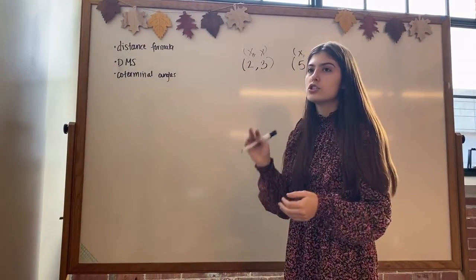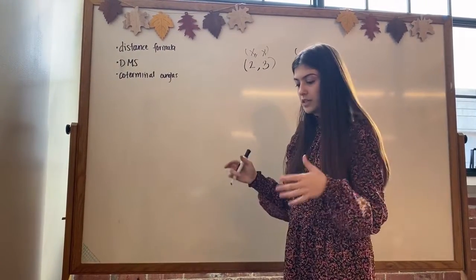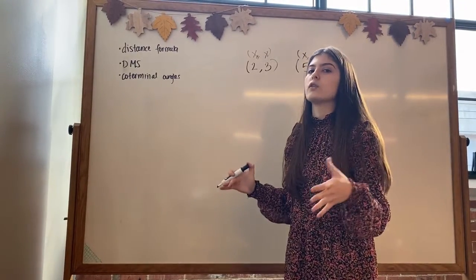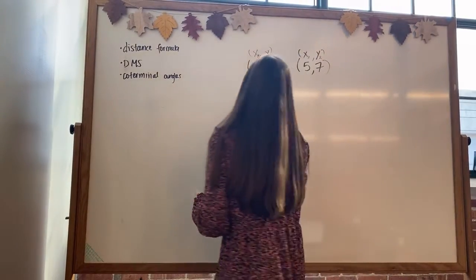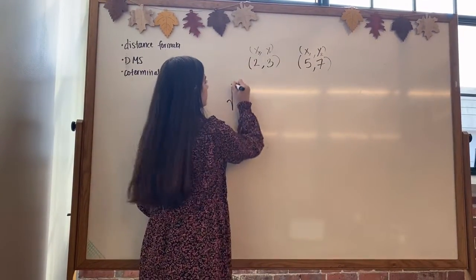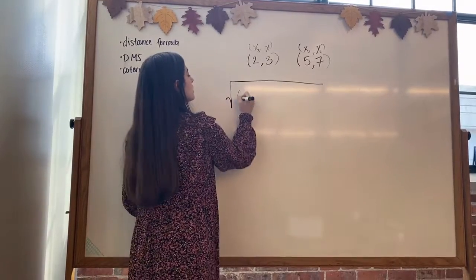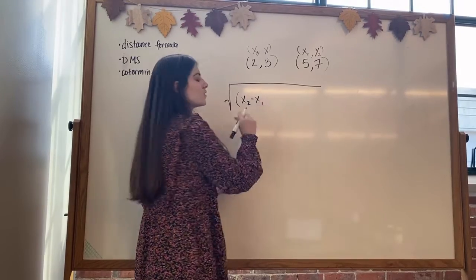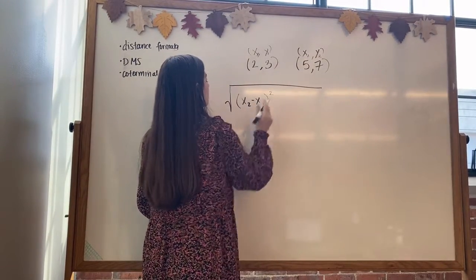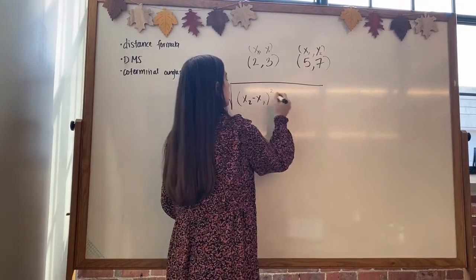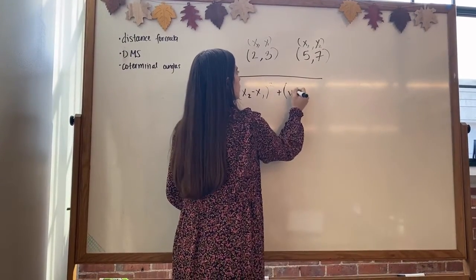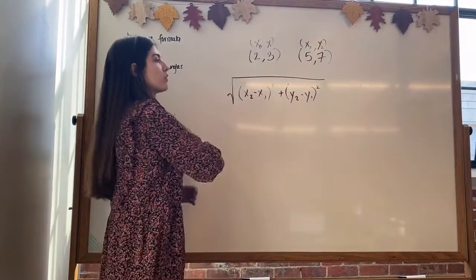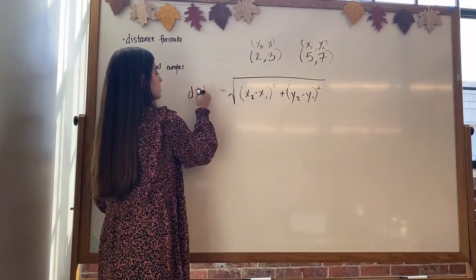I'm gonna start off just plugging into the formula so you guys can see it that way, and then I'll draw out a graph and we'll see how it works on the graph, so hopefully it makes a little more sense visually. So the formula is the big square root of x2 minus x1 squared plus y2 minus y1 squared. These orders don't matter that much. And we take the square root of all of that to get our distance.